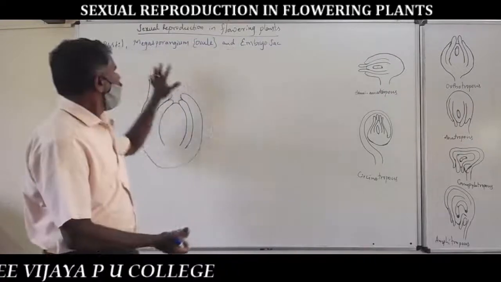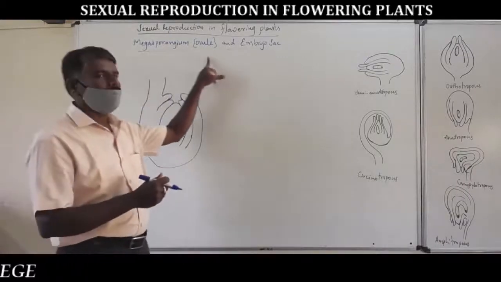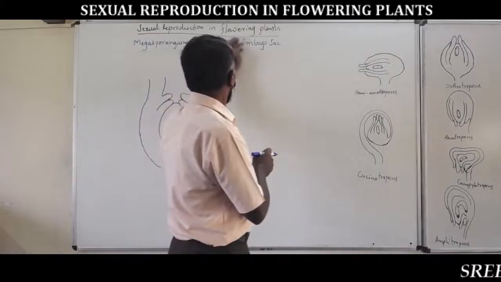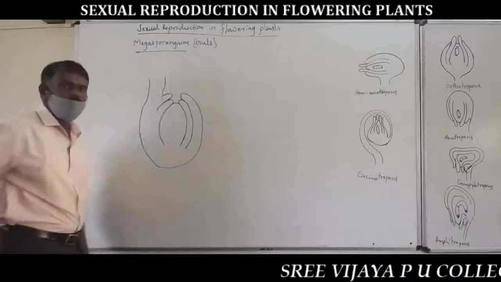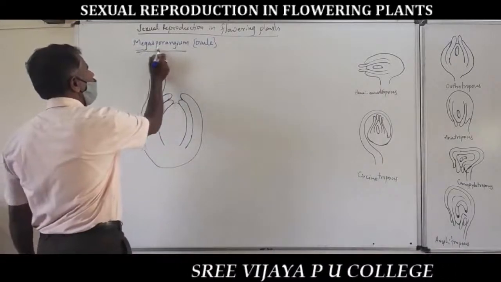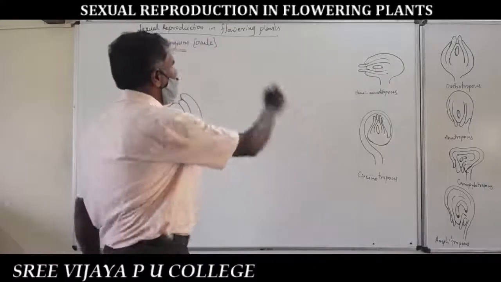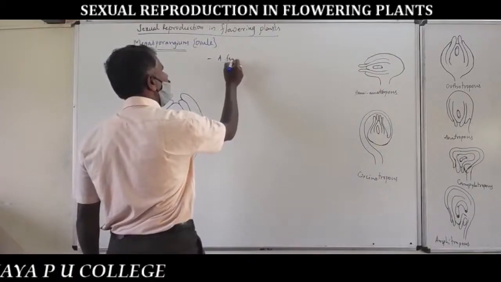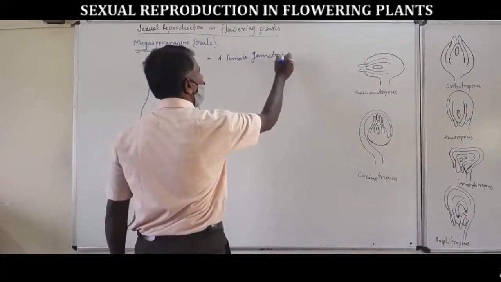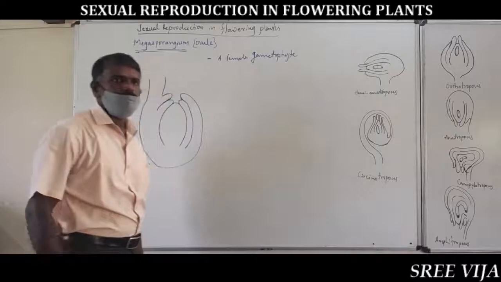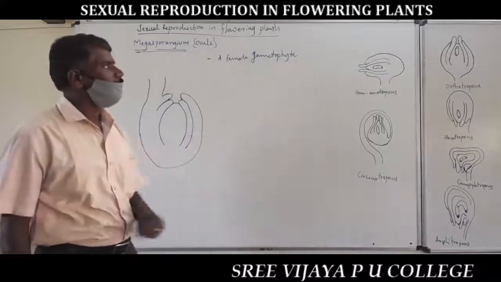So after the pistil, we discussed the megasporangium or ovule. Here, the megasporangium is also called a female gametophyte, because the megasporangium consists of the embryo sac.